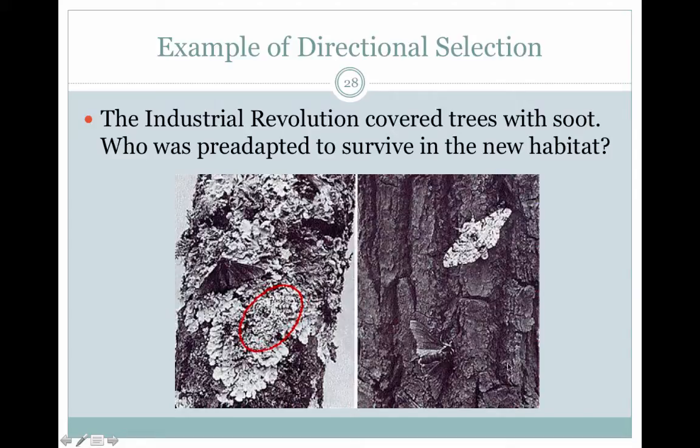When the Industrial Revolution occurred, the pollution created killed off all the lichen. So all of a sudden, the light-colored moths were exposed, and they got picked off by the birds. And now dark-colored moths are the predominant ones, although now that we have new pollution laws in most developed countries, the light-colored moths are staging a comeback.